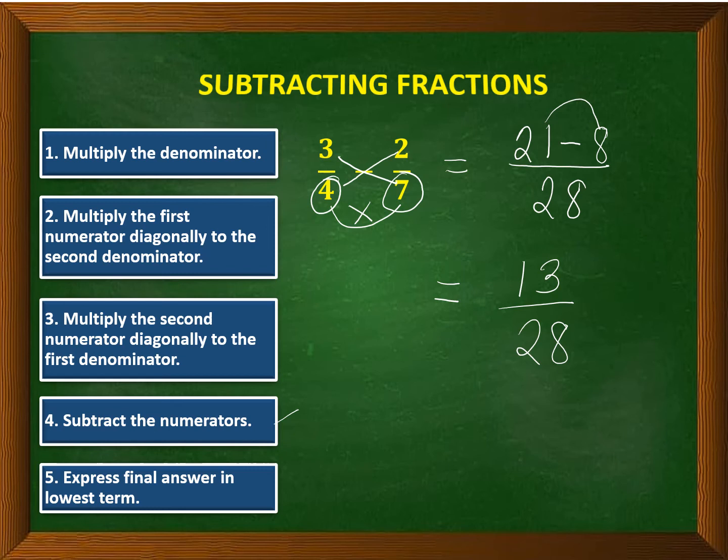Alright, so is this in lowest term? Yes, there are no other common factors except 1. So our final answer is 13/28.